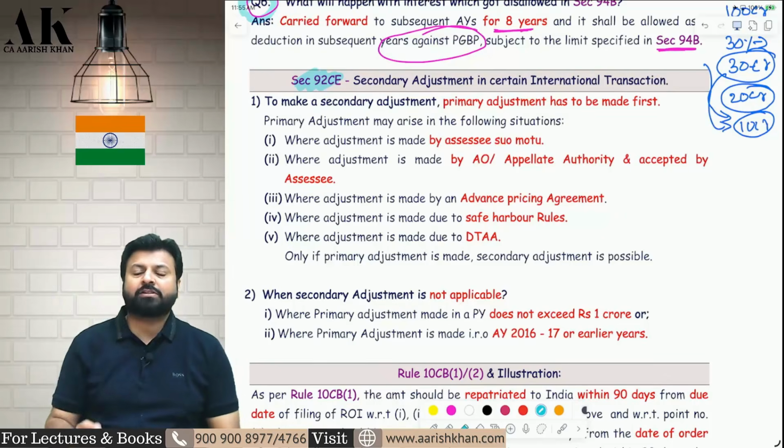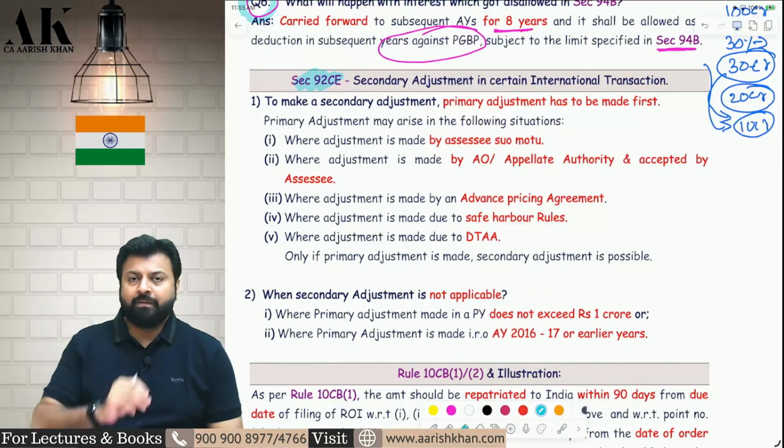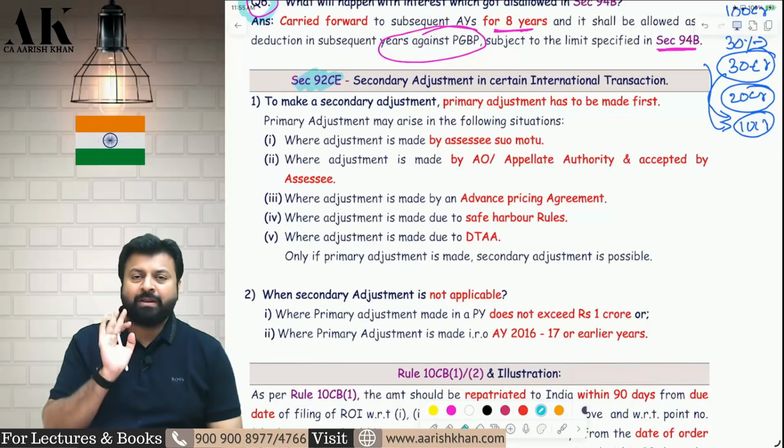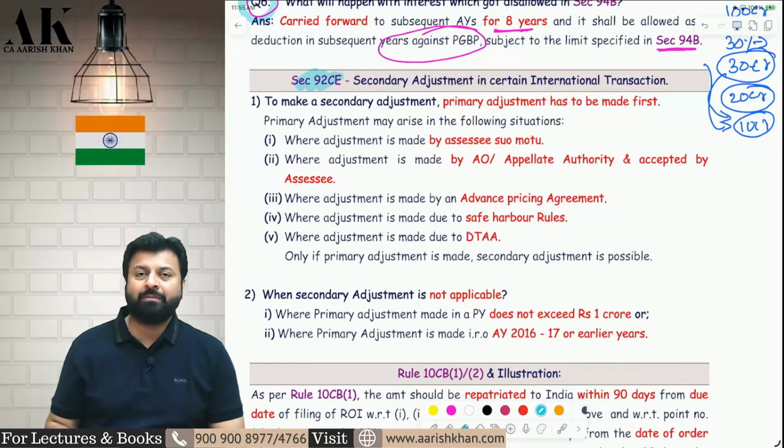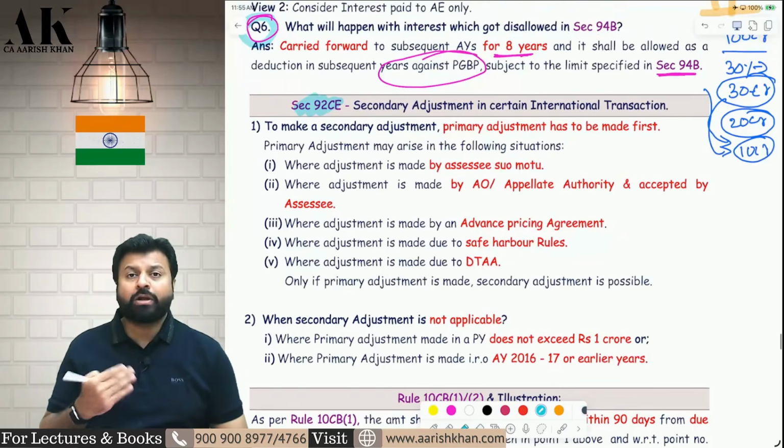On that, interest will be charged if you don't bring back that money to India within a specified, prescribed time. If you bring back the money in India within the prescribed time, you will be escaped, or else you will be liable for secondary adjustment. On that, interest will be charged. So first of all, we need to understand what is primary adjustment and who can do primary adjustment.